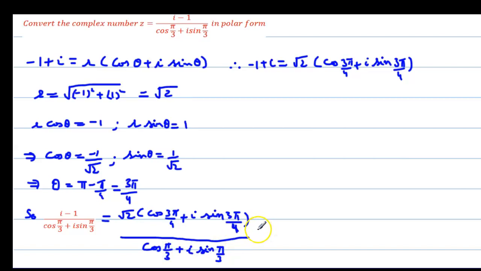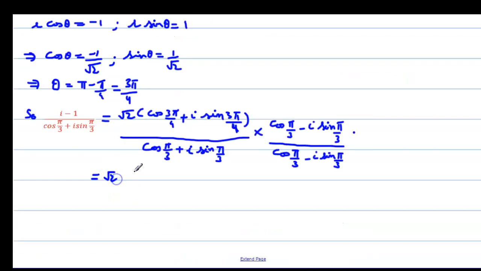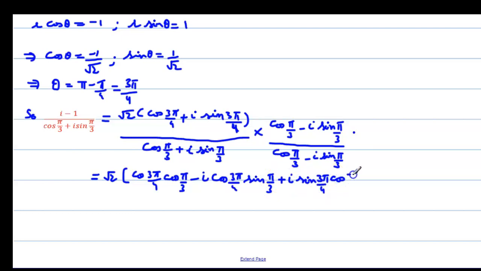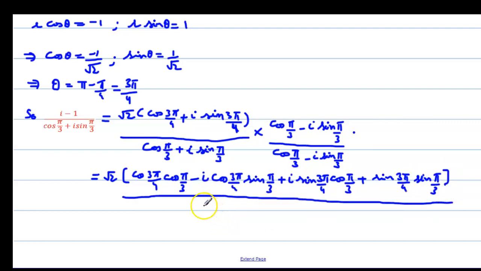Now multiplying and dividing by cos pi by 3 minus iota sin pi by 3, we get root 2 times cos 3 pi by 4 cos pi by 3 minus iota times cos 3 pi by 4 sin pi by 3 plus iota times sin 3 pi by 4 cos pi by 3 plus sin 3 pi by 4 sin pi by 3, whole upon the denominator, which is cos square pi by 3 plus sin square pi by 3, which is 1.